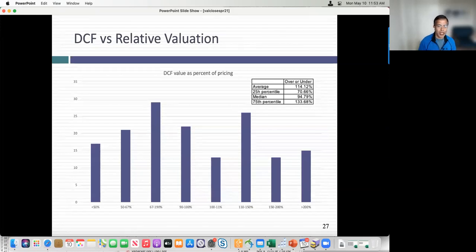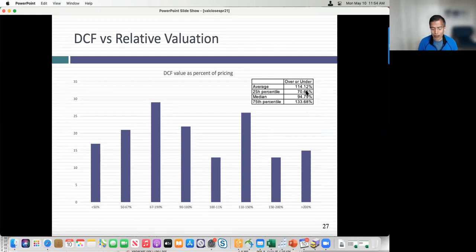So the first thing I looked at was what you came up with as a pricing for your company versus the DCF valuation. You see what I was trying to get is for your own company, you came up with the DCF and a pricing. I was trying to see which one you were getting a higher number on. And I was actually surprised because the average was 114%, which means your DCF value was actually higher than the price by about 14% across all the companies.